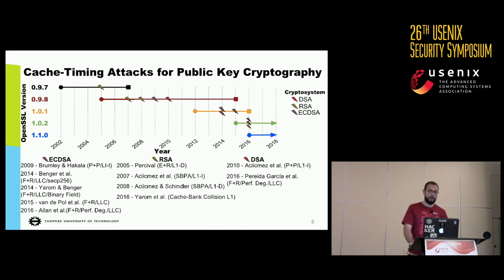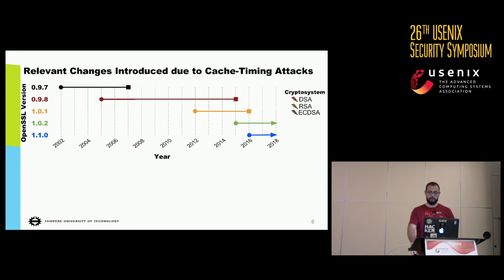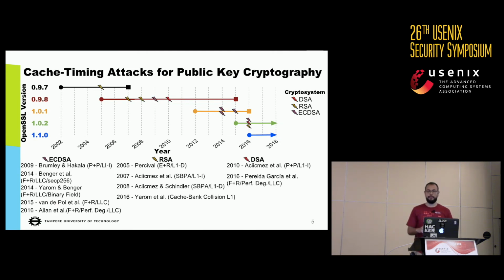And also, Yuval et al. did a cache bank collision attack on RSA L1. This was interesting because the research and attacks on RSA stopped in 2008, and then last year, in 2016, they began again.